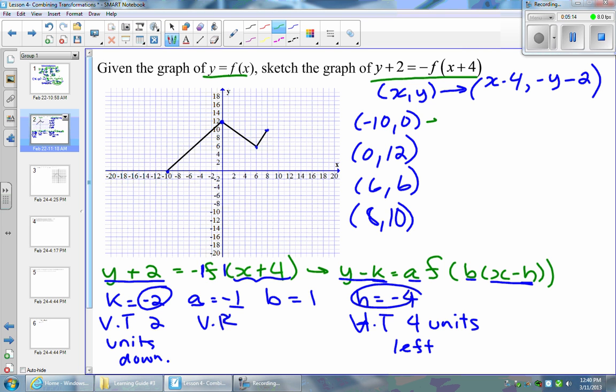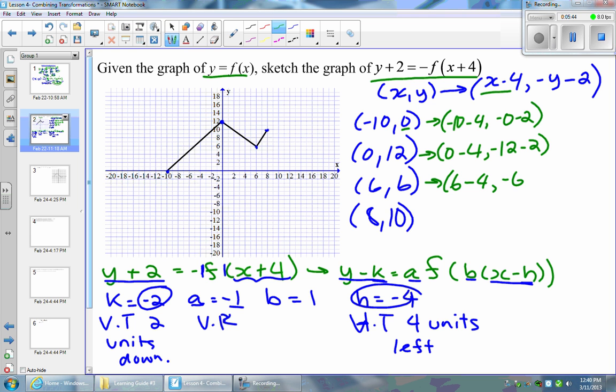First thing we're going to do is take all our x coordinates and subtract 4. So negative 10 minus 4. Okay, and then the second thing we have to do is make our y coordinate negative, so negative 0, and then subtract 2. Okay, so let's keep going here. We have 0 minus 4, okay, and negative 12 minus 2. All right, and we have a 6 minus 4, negative 6 minus 2.